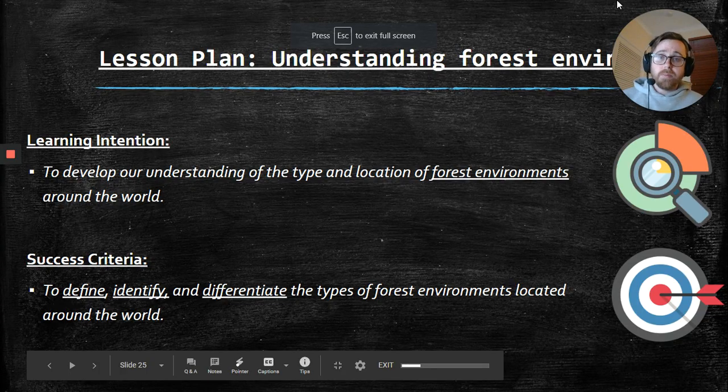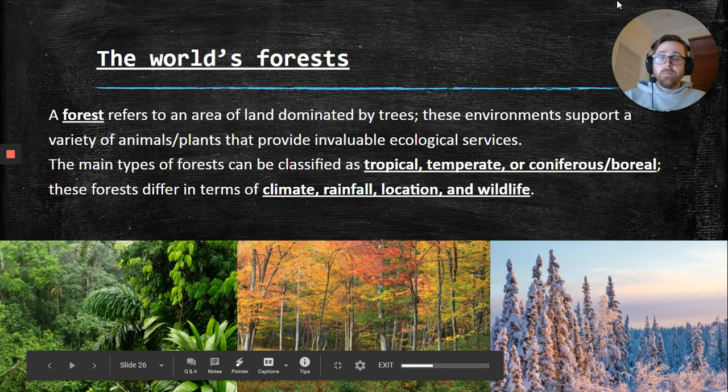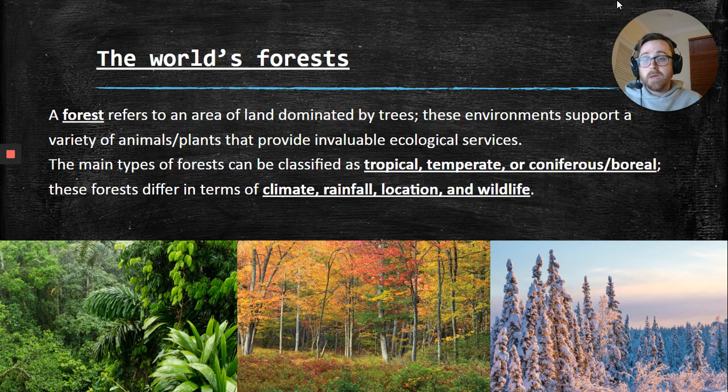Right, so that's our lesson plan. Forest. So a forest refers to an area of land dominated by trees. These environments support a variety of animals and plants that provide invaluable ecological services.